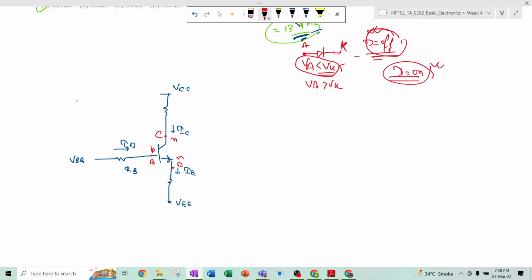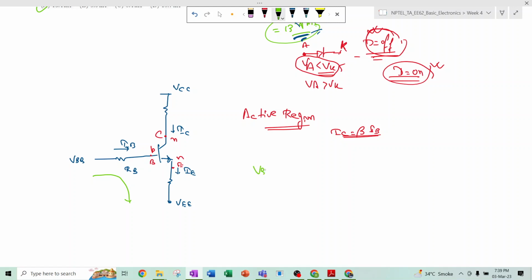So here is a similar case. You first consider that the BJT works in the active region. If it works in the active region, then it works as an amplifier, and only then does the equation IC equals beta times IB hold. So what you do is apply the input KVL.